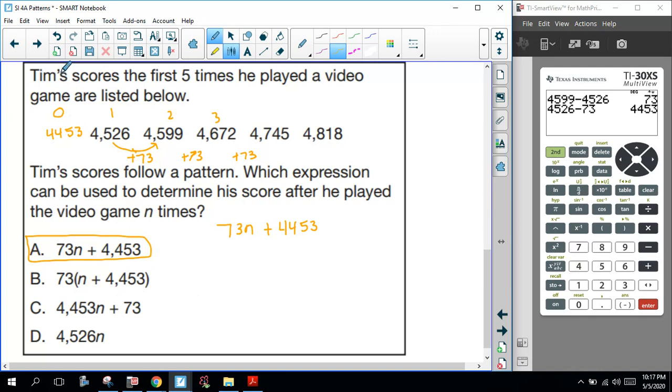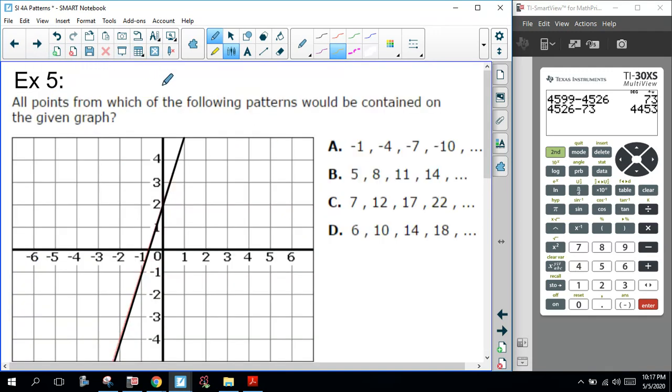All right, on to the next ones here. Number 5, a little bit different, although very, very similar to what we've done. It says all points from which the following patterns would be contained on the given graph. Well, if this is a pattern, 1, -1, -4, -7, like we talked about earlier, this is the first number of the pattern. This is the second, the third, and the fourth.